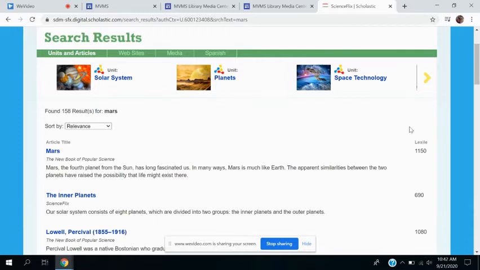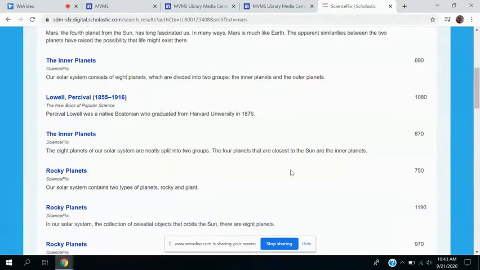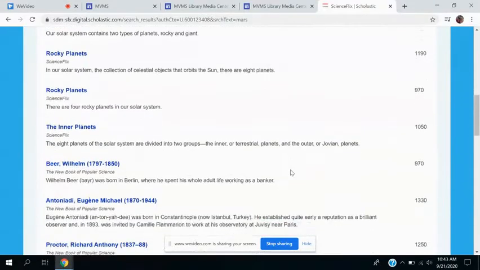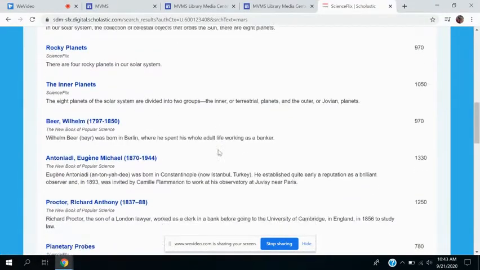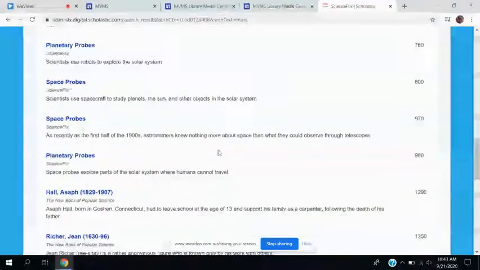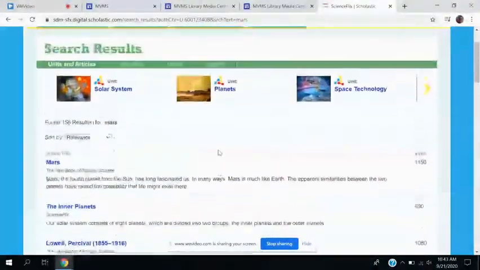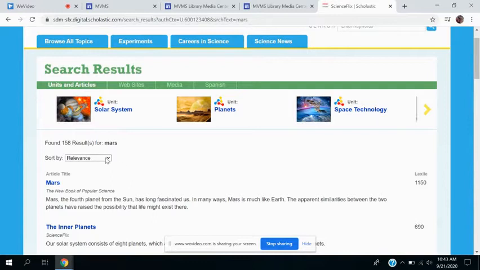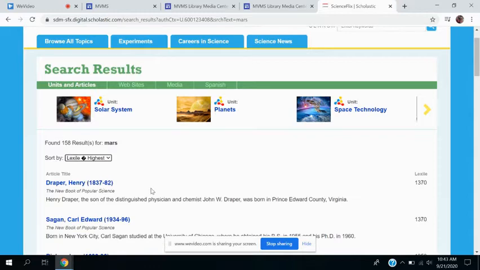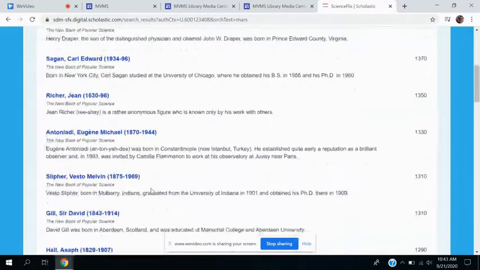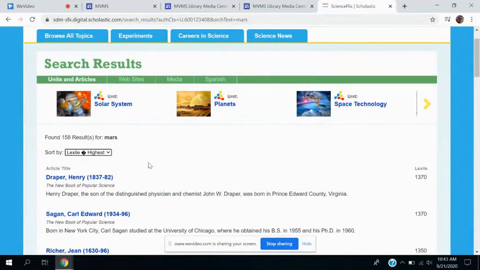You're going to notice that it gives you the lexile, so the difficulty level. The higher the number, the more difficult the article, but that does not mean you shouldn't look at the hard ones. It just means they're going to be a little bit more difficult. You're going to find that there are people involved. The farther down you get, the less the article pertains to that, at least by this sort. You could also arrange the sort by title or by lexile. So if you want the highest level first, you click that and get the most difficult articles first. So that's up to you how you want to search.